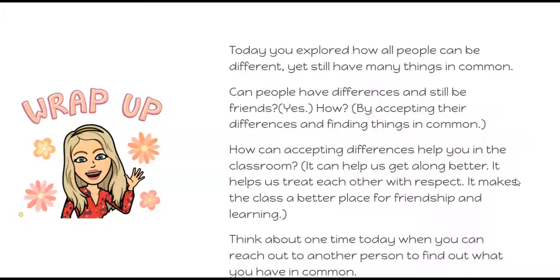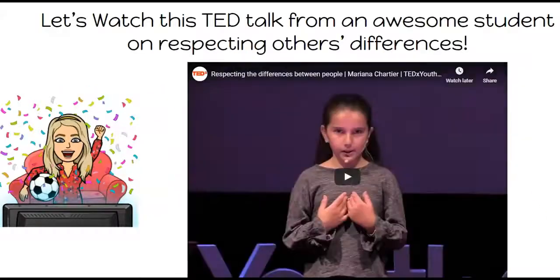How can accepting differences help you in the classroom? It can help us get along better and treat each other with respect. It makes the class a better place for friendship and learning. Think about one time today when you can reach out to another person to find out what you have in common. I think at recess, I think at lunchtime, I think those are really great times. Okay, so now we're going to finish this lesson with a TED Talk from an awesome student on respecting others' differences.